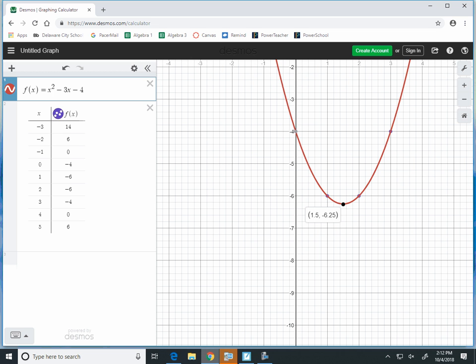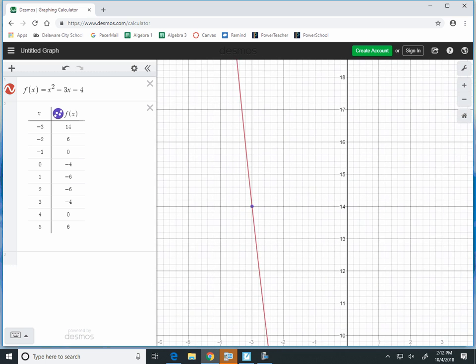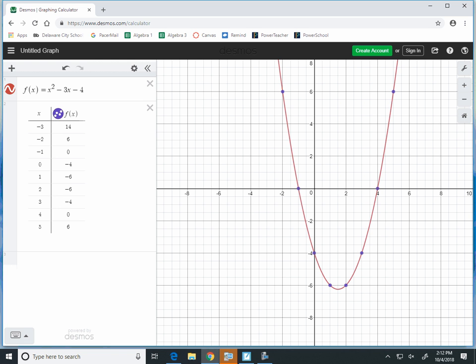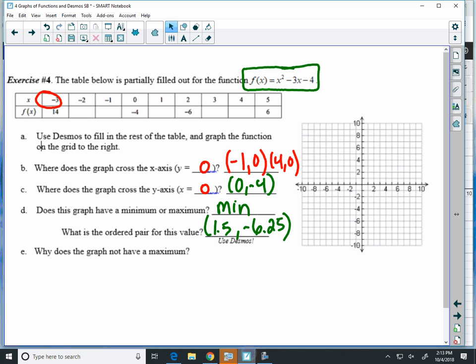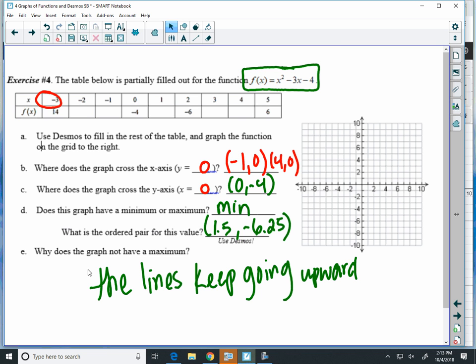Because it keeps going. Like this never ends. Like if I keep going like this, these lines will never end. Right? So, okay, because those lines never end, there can never be a maximum. We can't pick out a point that's a maximum. So, you could say something to that matter. The lines keep going. There's no end point that we can pick out on that graph. They just keep going up.